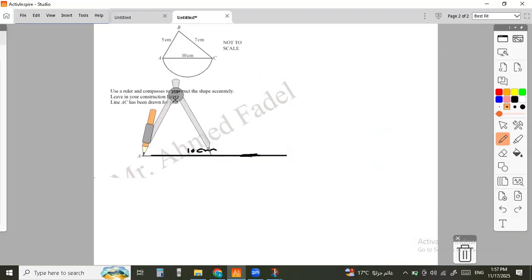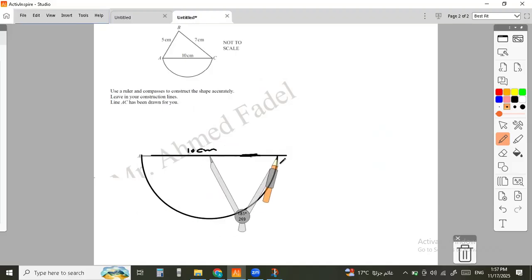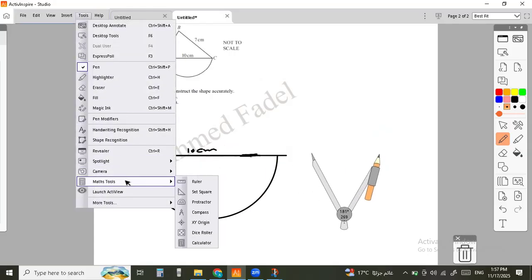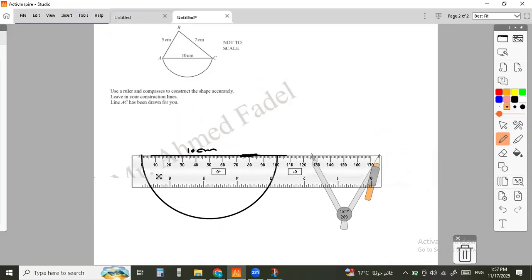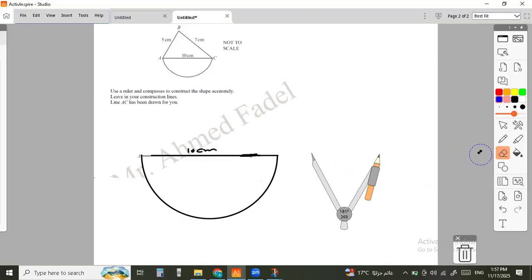Then I go over here and I start drawing my arc. This is still not accurate because definitely I made a mistake in the measurements. Ruler. Yes, it's not 10 centimeters. This is now 10 centimeters exactly. Now it's 10 centimeters. And I drew the arc, opening the compasses at 5 centimeters, which is the radius.